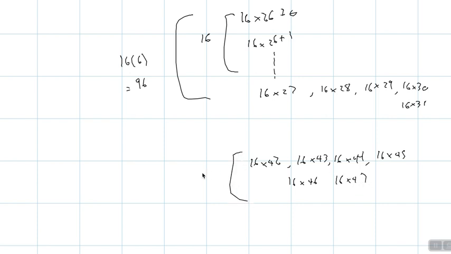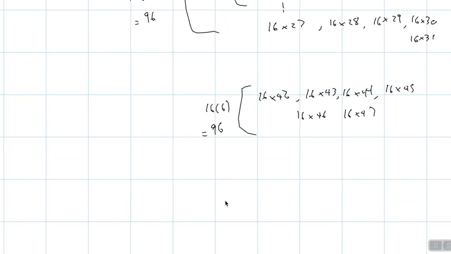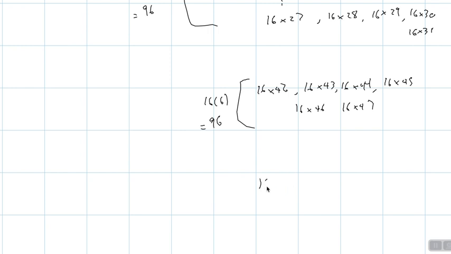So again, 16 times 6, which is 96. And then this last one will be a bit more interesting. So we get all the 16 times 58 and 16 from that. 16 times 59, all those. 16 times 60, all those. 16 times 61, all those.